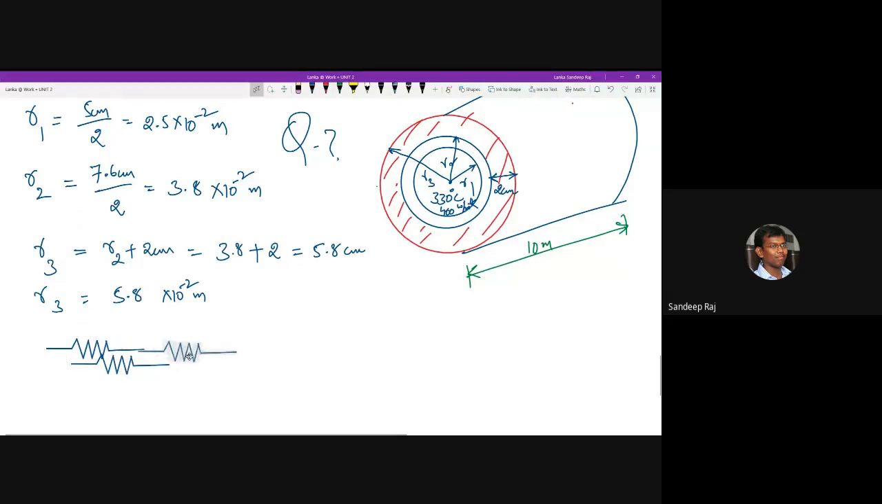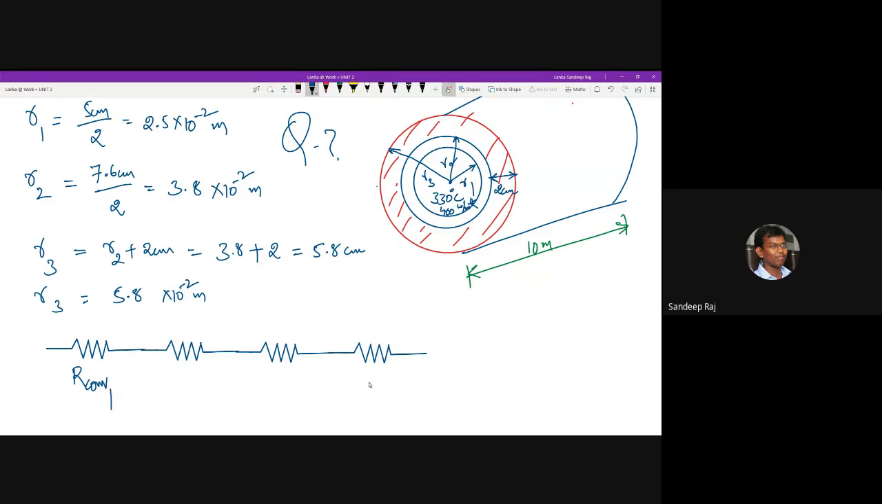So for that, what you have to do is draw the appropriate resistance circuit here. How many resistances should be taken? You have to take 4 resistances here. Why 4? Because there is a fluid flowing inside this steel pipe, that will amount to the resistance due to convection. Let me call it R convection 1.